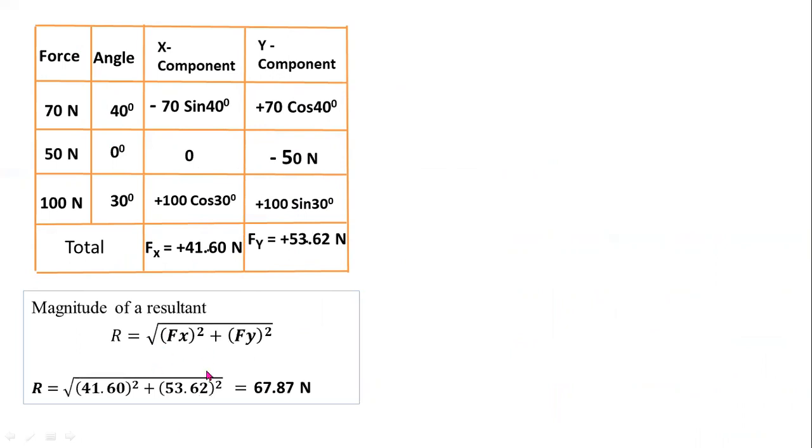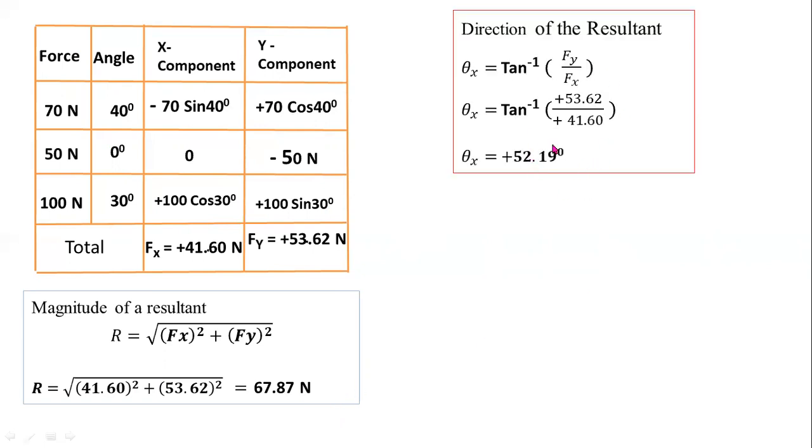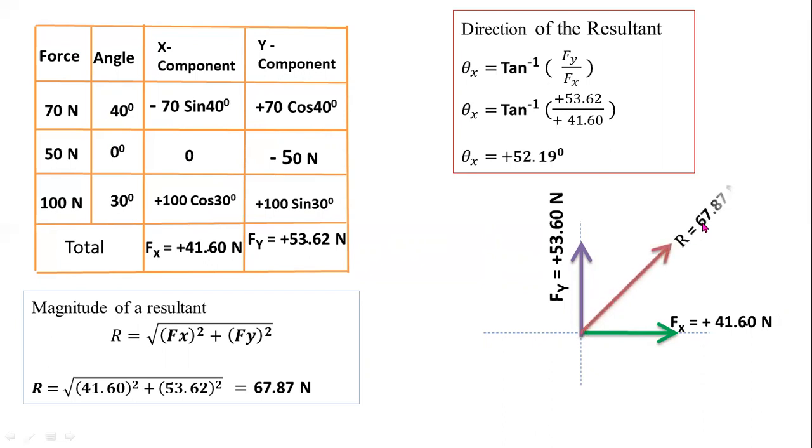Now this is the formula for resultant. Magnitude of the resultant R equals 67.87 newtons. This is the magnitude of the resultant, and this is the direction of the resultant. Here you can observe the value of Fx is positive, and the value of Fy is also positive. That means the resultant lies in the first quadrant. X-axis is positive and y-axis also positive. These two are positive side, that means the resultant lies in the first quadrant.